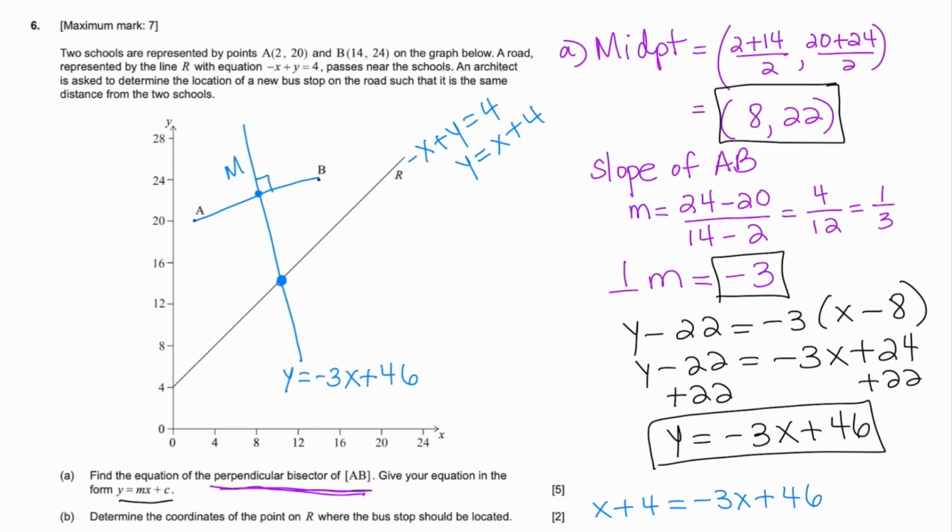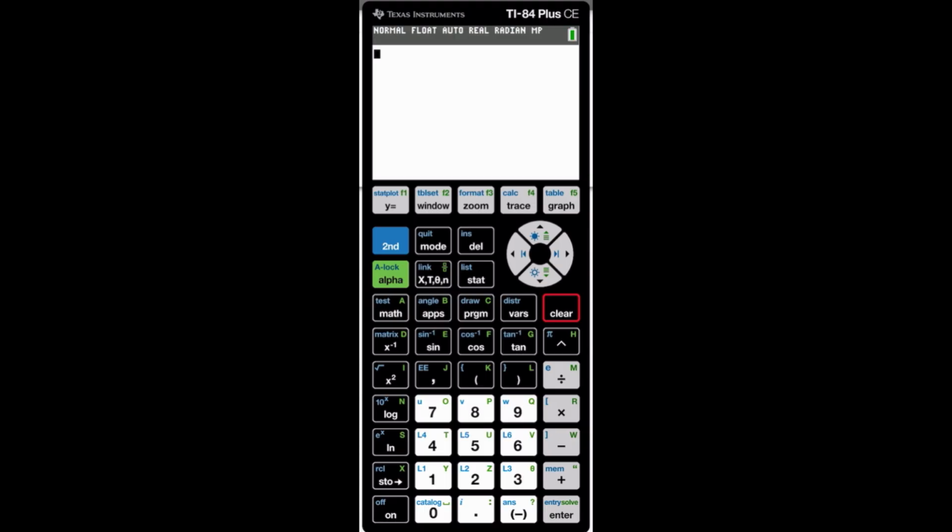And just for writing this equal to each other, you're going to get 1 point for method, and now you have to solve. Because in this particular problem, they already gave you a graph, it is so easy to solve this equation with the graphing calculator. I'm going to go to y equals in my calculator. I'm going to enter y equals x plus 4. Then I'm going to enter y equals negative 3x plus 46.